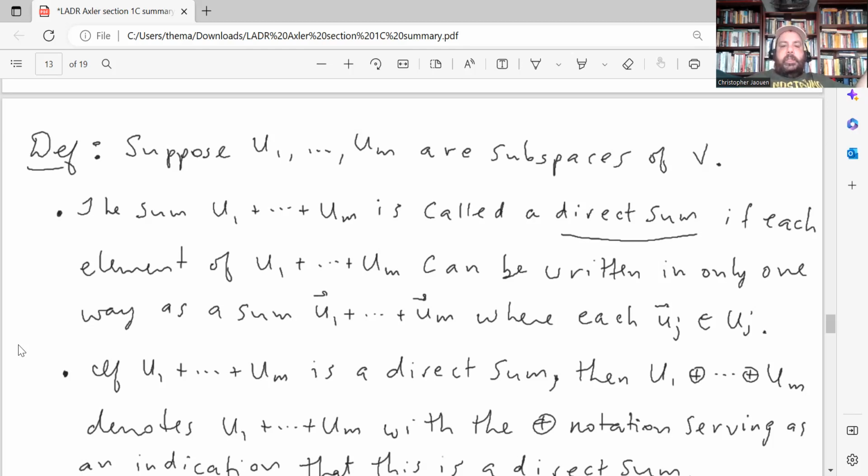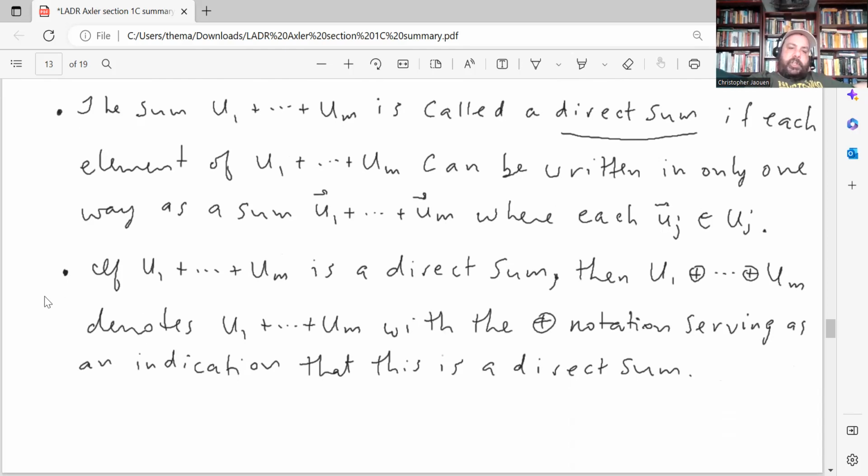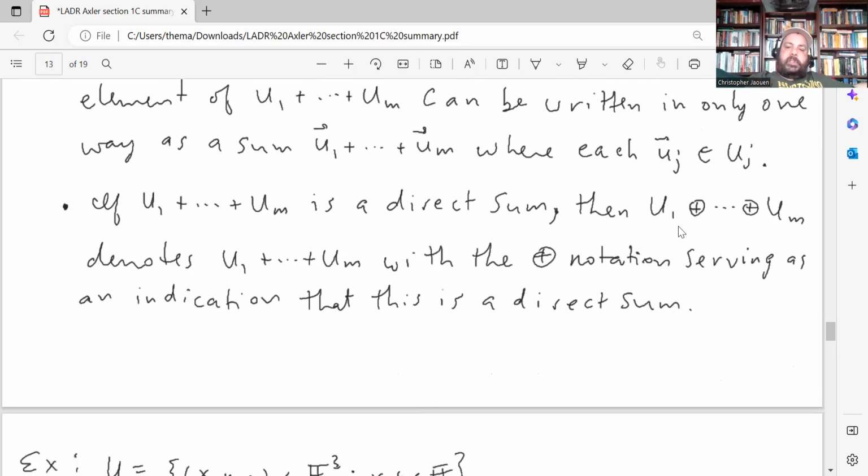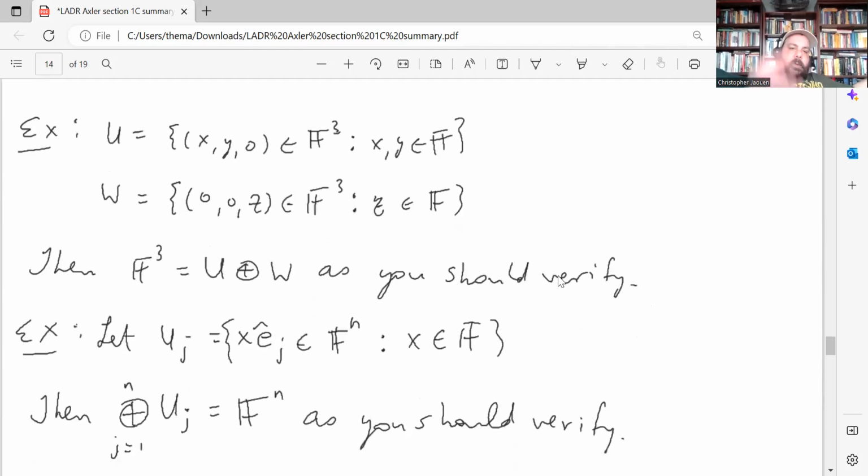So it's sort of like you're adding subspaces together that are as close to disjoint as they can be. And the reason that we care about that is because you get unique representations as sums of vectors in there. And then he's just going over the notation here. So if U1 through UM is a direct sum, then we use this special symbol for direct sum. It's an addition sign, but with a circle around it, right? And then we have an example of some direct sums here.